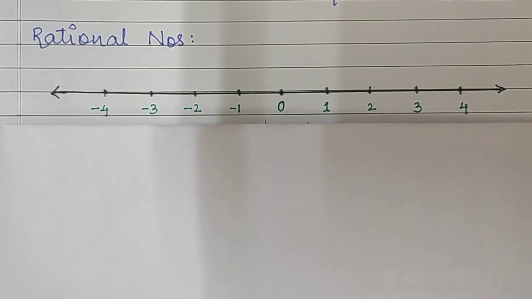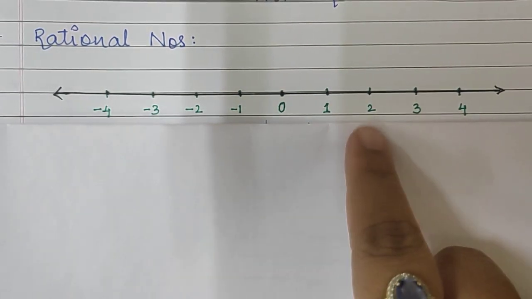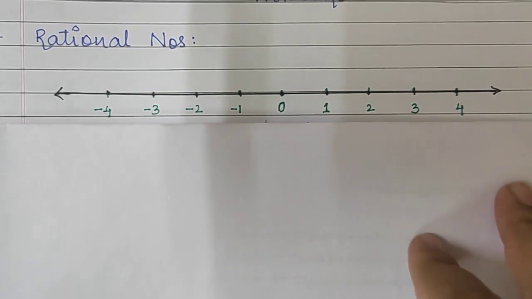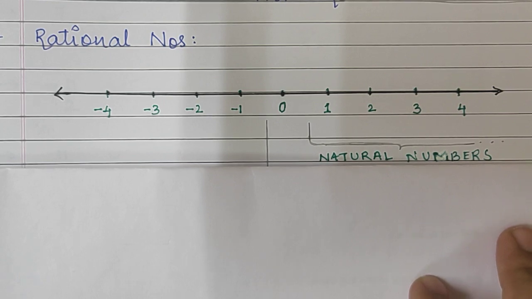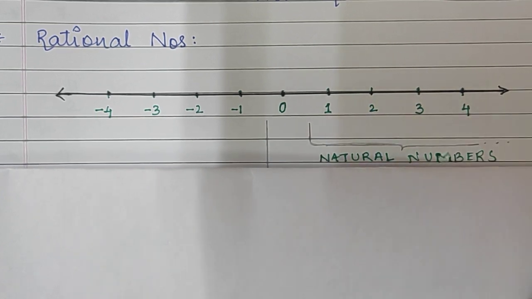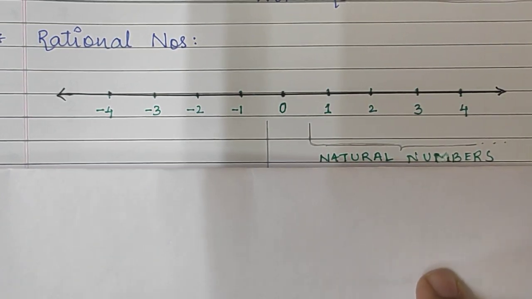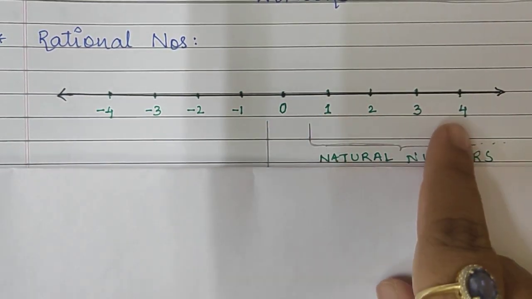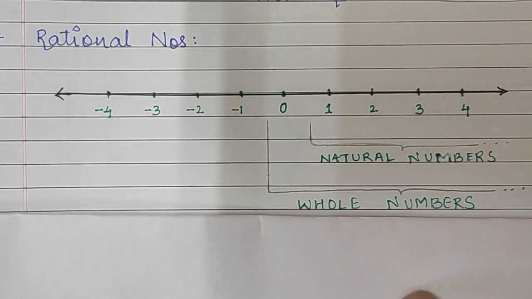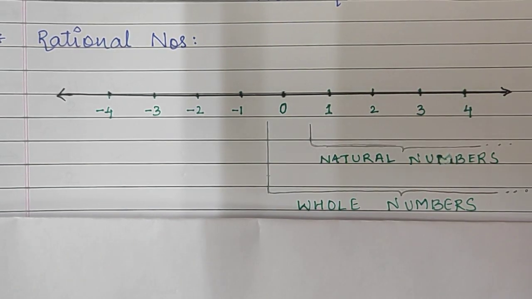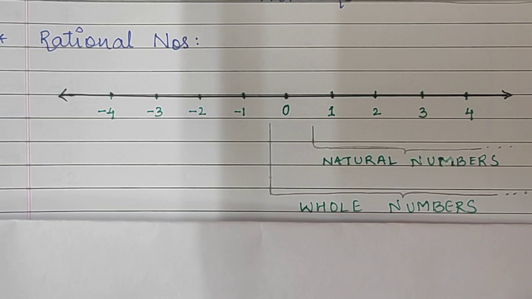Now pay attention to this number line very carefully. Numbers like 1, 2, 3, 4 and so on till infinity are known as natural numbers. I repeat, numbers from 1, 2, 3 and so on are known as natural numbers. If we place 0 in the natural number set, then it becomes whole numbers. Then I can say numbers like 0, 1, 2, 3, 4 and so on are whole numbers.